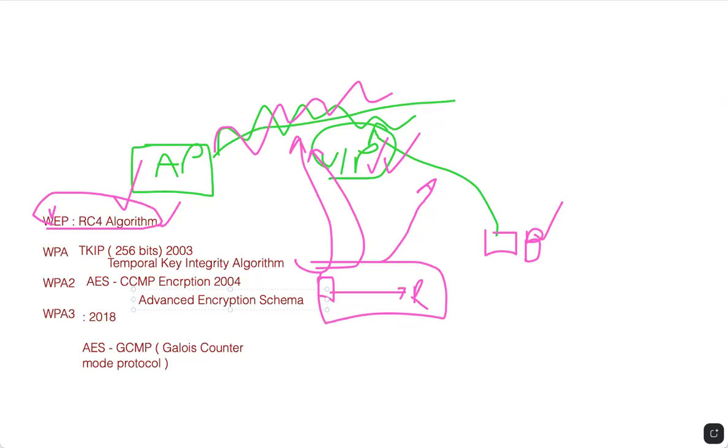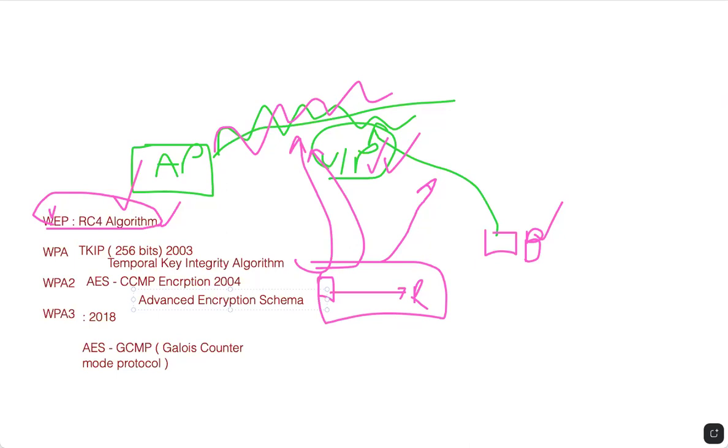Anirudh, what is the difference between 2.4 and 5 gigahertz? With 2.4 gigahertz, the signal can go very long, but the speed will be less. Whereas with 5 gigahertz, as compared to 2.4 gigahertz, the signal will go shorter, and the speed will be very high. Okay, thank you.